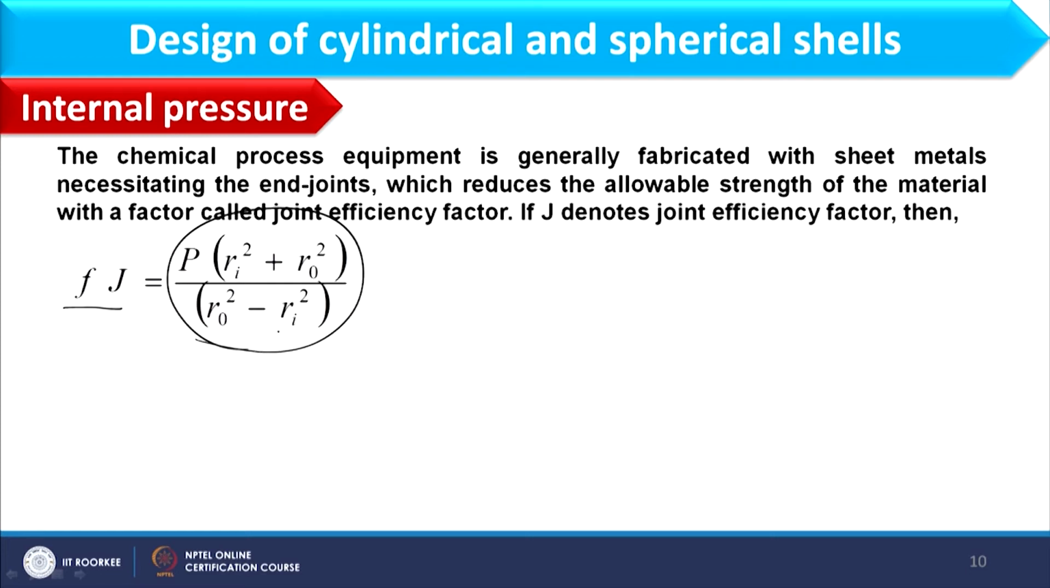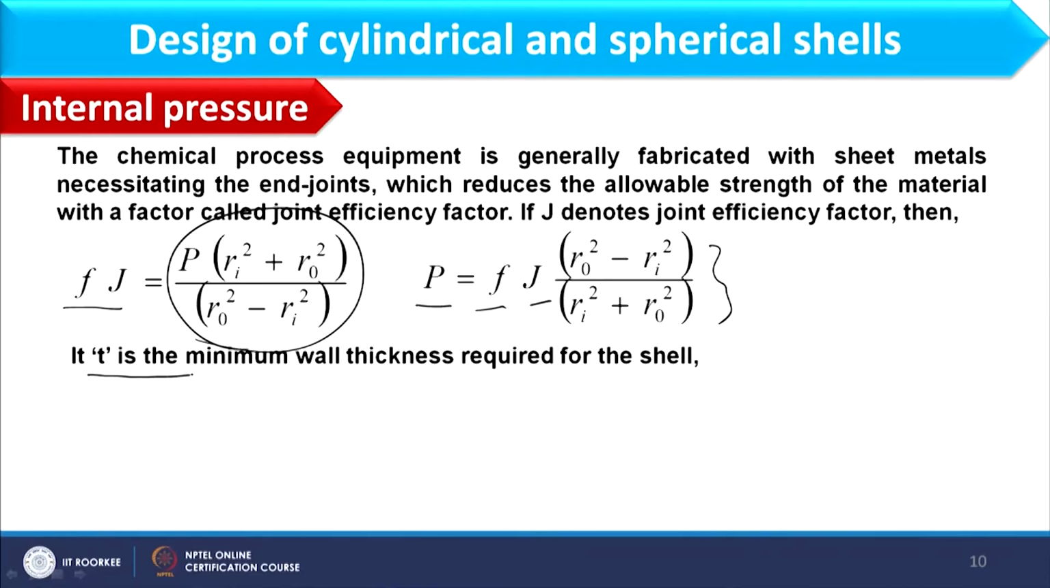discussed in the last slide. And further resolving this, we can extract pressure, and that can be shown as a function of allowable stress, J and radius. Now, what we need to find from this equation is the thickness of the shell.